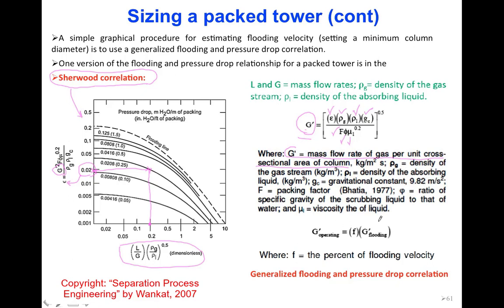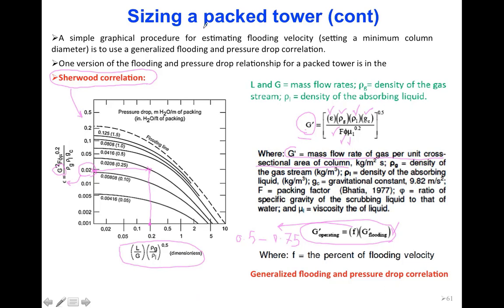And for the rest, we have all the parameters. So this G prime is for flooding condition. Once we have the G prime at flooding, we usually use about 50% to 75% of that flow rate as our operating. So we find the flooding from this equation, then 0.25 to 0.70, which is 50 to 75%, will be my operating. This is how we find our G prime operating.